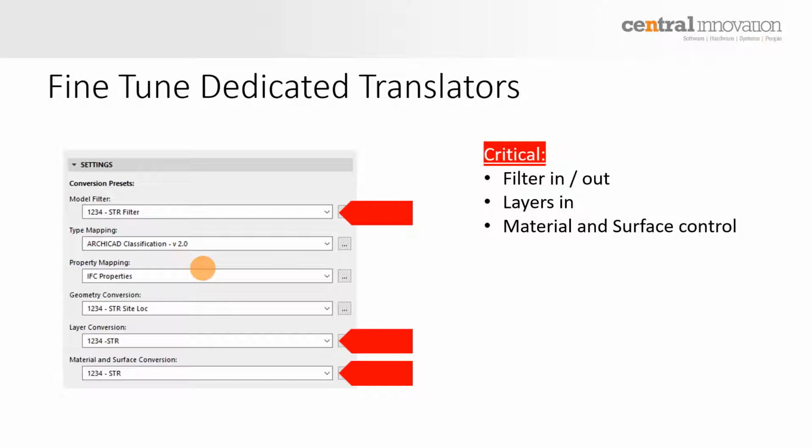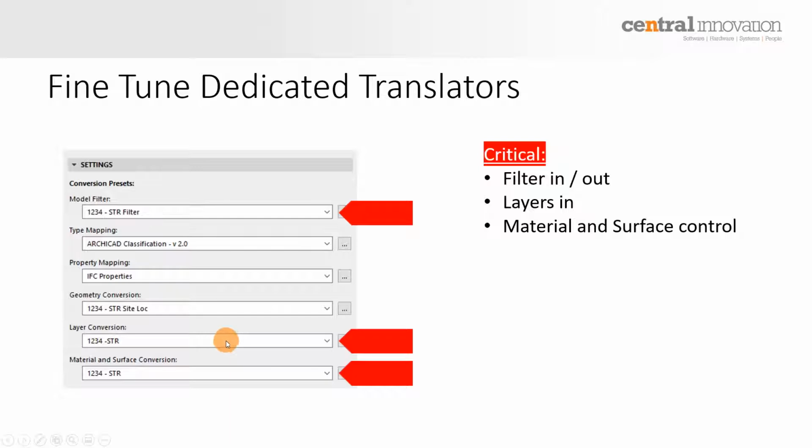The critical things that you want to set up first are these three. Those will be the model filter, so you can filter things in and out. So you saw that, on a quick audit of the file, I saw that there was rebar that I don't need, and it comes with a bunch of polygons that will just make my file lose performance.